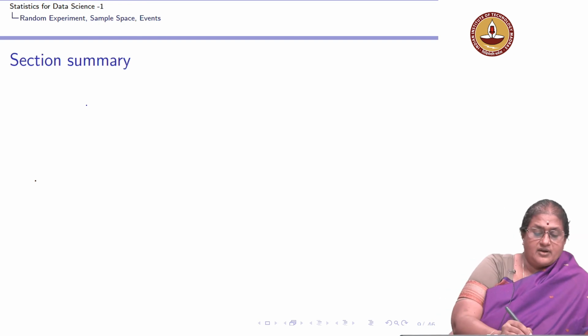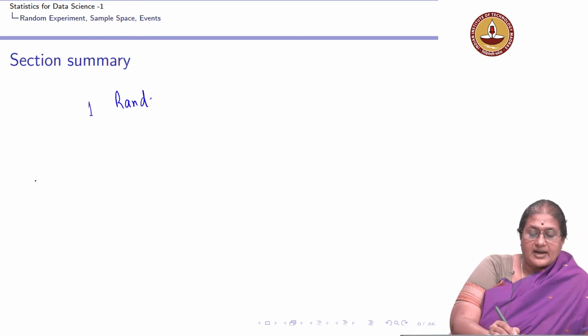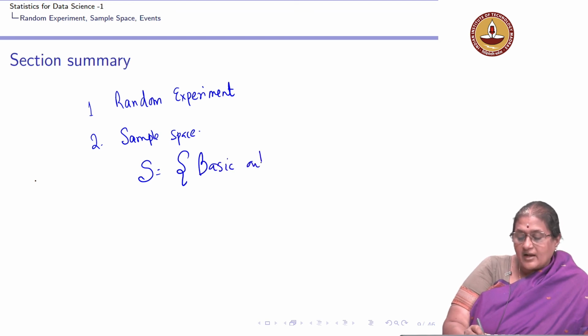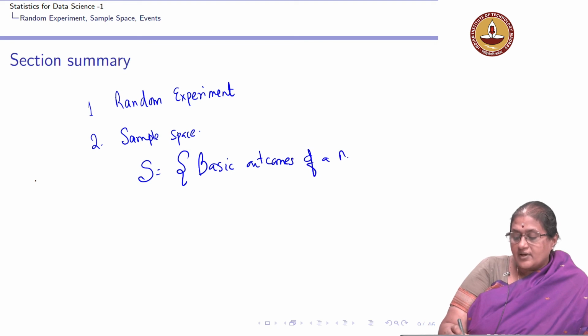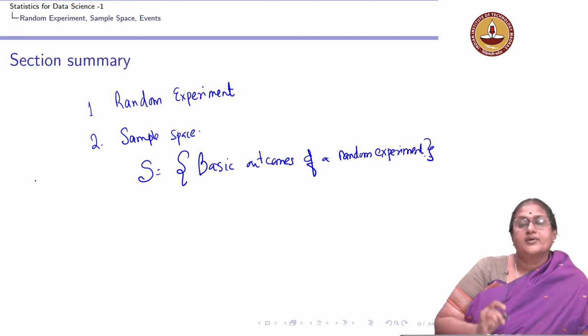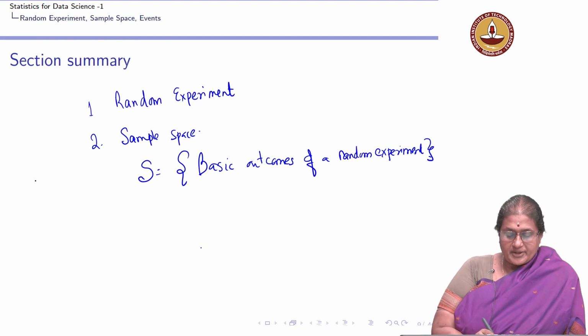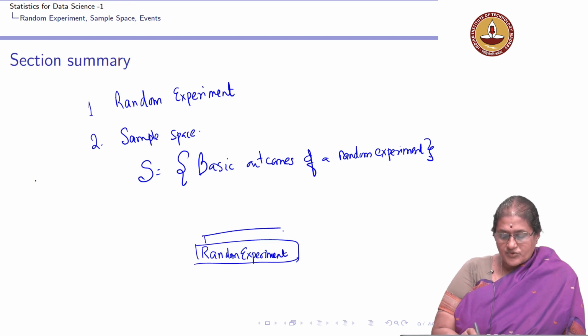So, what have we learned so far? The main thing is, we have learned what a random experiment is. The second thing we have learned is what a sample space is, and we can list it: a sample space is nothing but the set of all basic outcomes of a random experiment. So, that is what we have learned. Now, what is the next building block? The first building block is the notion of a random experiment, and once we have the notion of a random experiment, we understood what a sample space was.